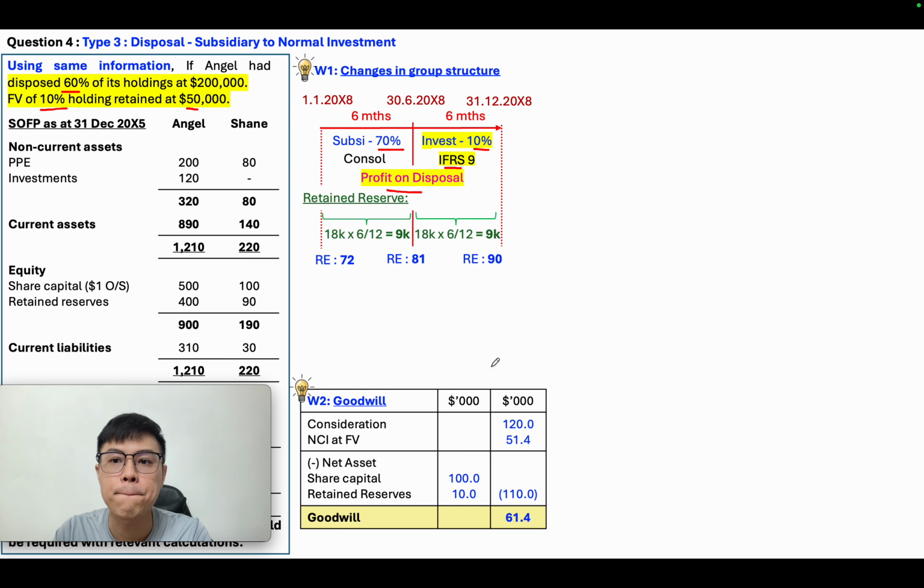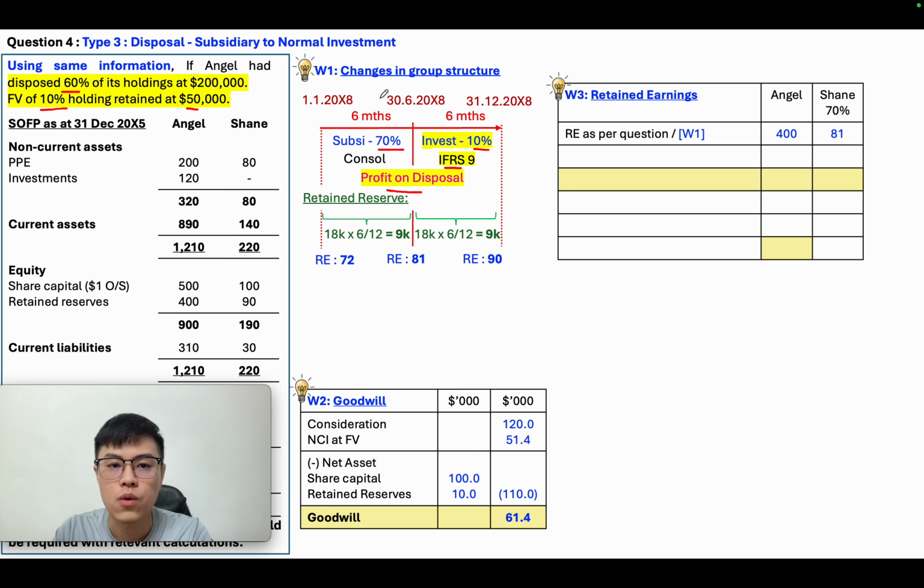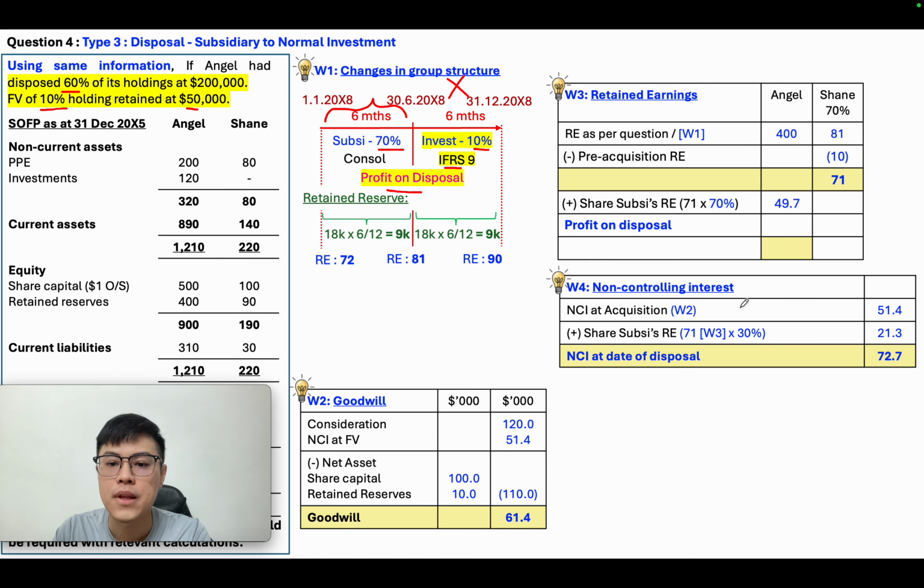Goodwill, still the same. Retained earning, we will share the retained earning up to this period because IFRS 9, no more consol, no more sharing. And minus the pre-acquisitions, you share the 70%, you have a profit on disposal need to calculate. Before that, let's calculate NCI. So NCI, as per question or as per the goodwill, 51.4, shared the entire another 30% to them. So just now we share 70% to us, 30% to NCI. So NCI at the date of disposal is 72.7.